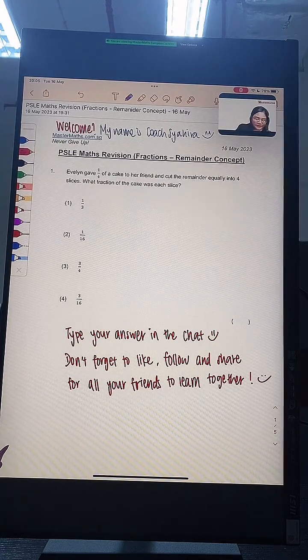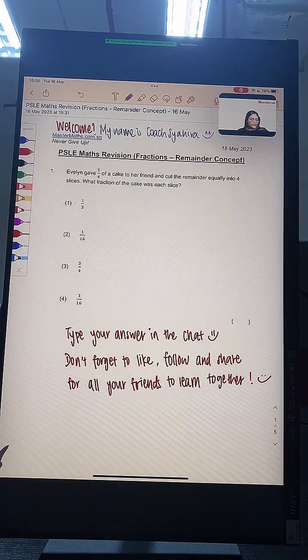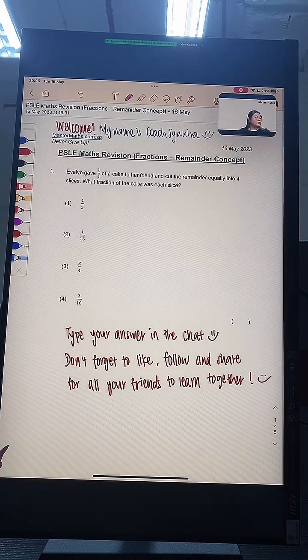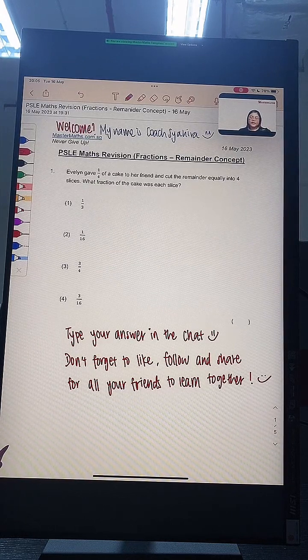Let's begin. Okay, question number 1. Evelyn gave 1/4 of a cake to her friend and cut the remainder equally into 4 slices. What fraction of the cake was each slice?